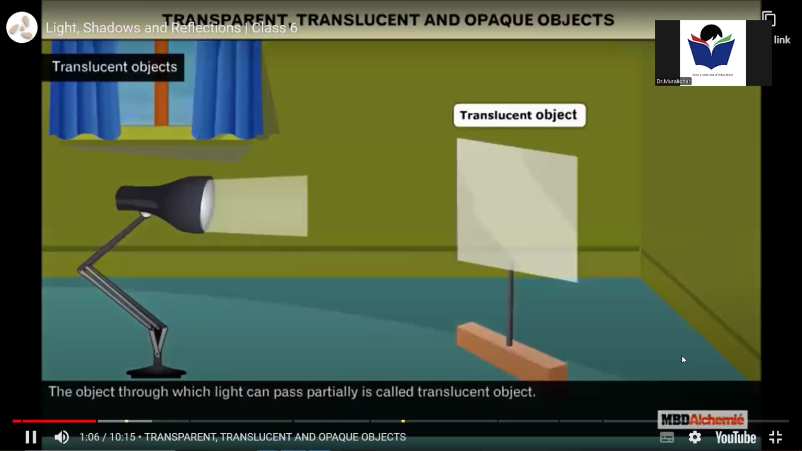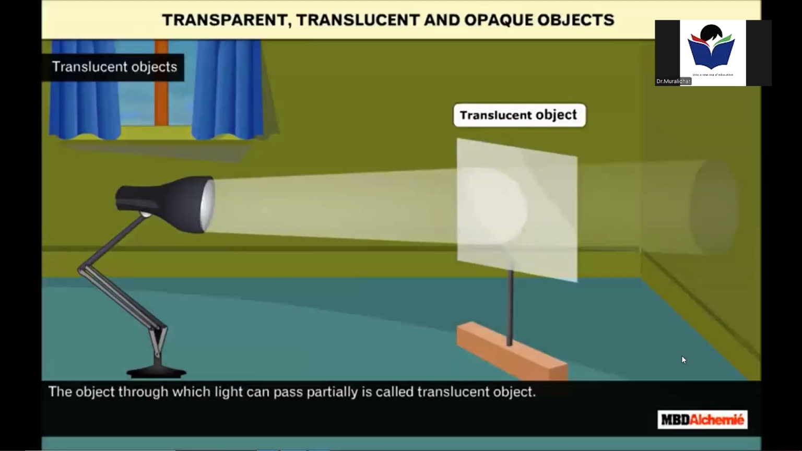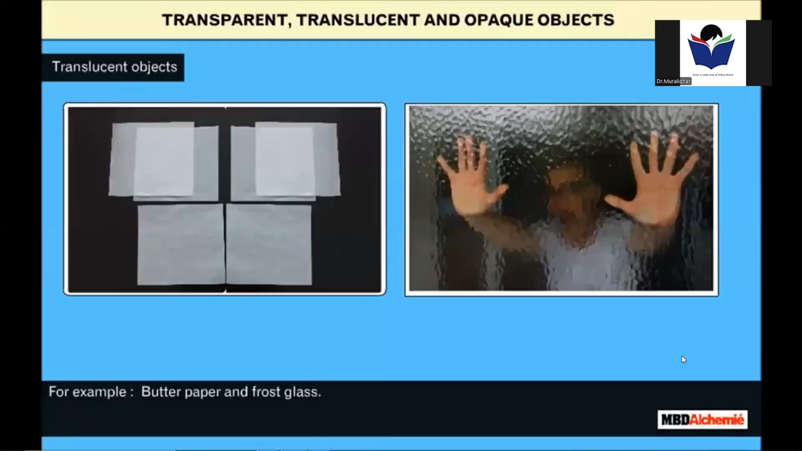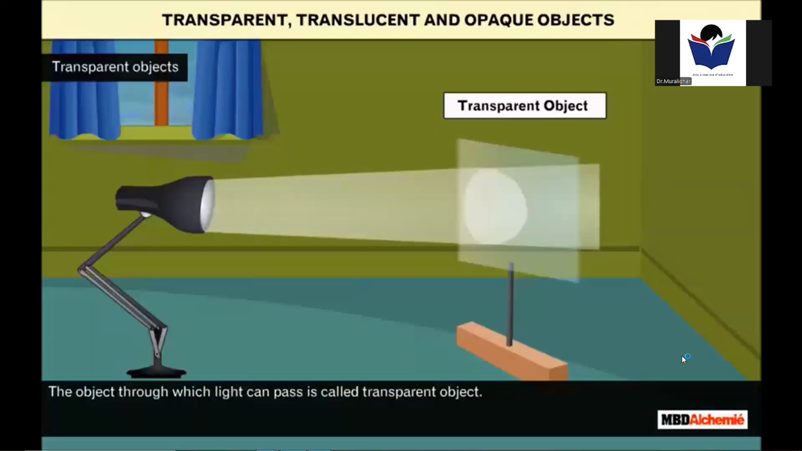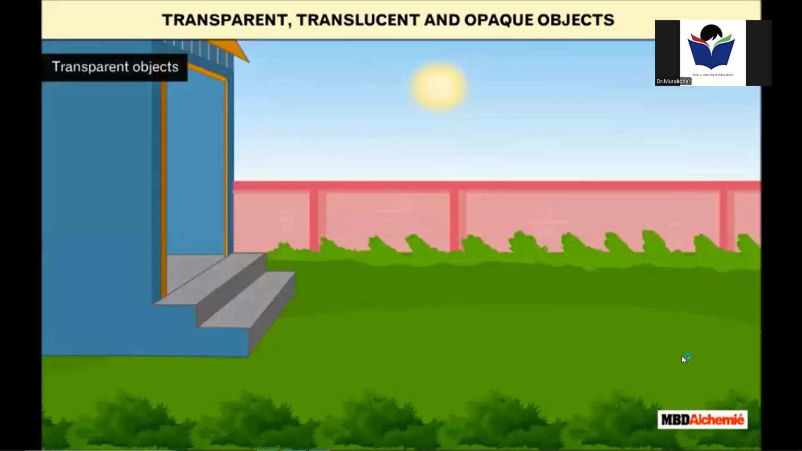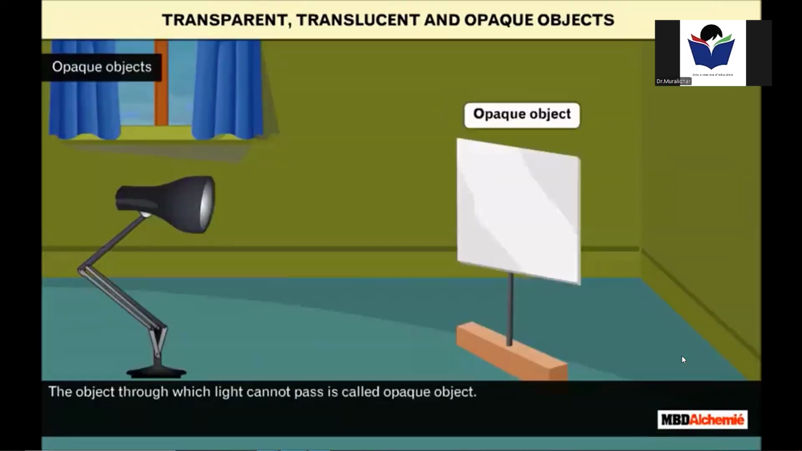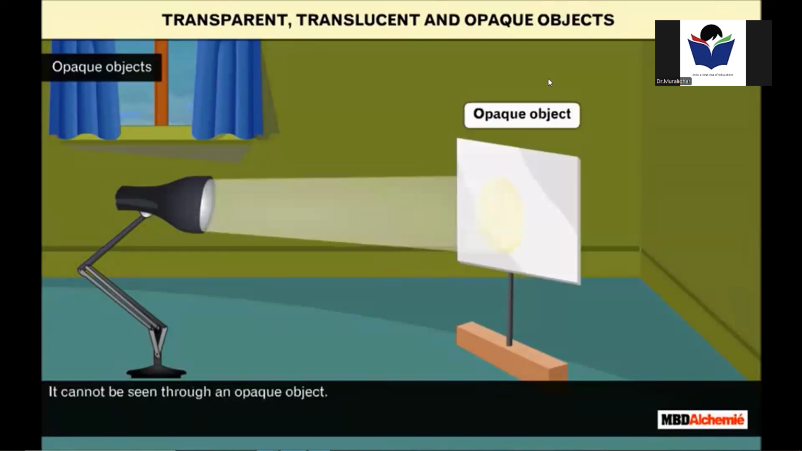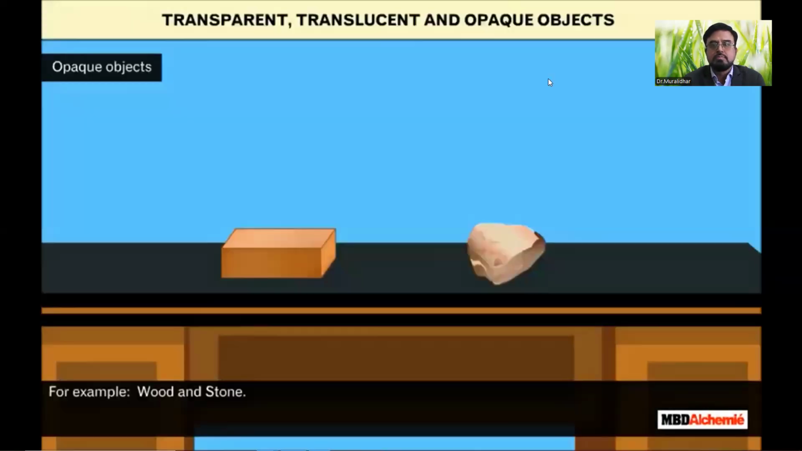The object through which light can pass partially is called a translucent object. For example, butter paper and frost glass. The object through which light can pass is called a transparent object. It can be seen clearly through a transparent object. Air and different gases are transparent as light passes through them. The object through which light cannot pass is called an opaque object. It cannot be seen through an opaque object. For example, wood and stone.